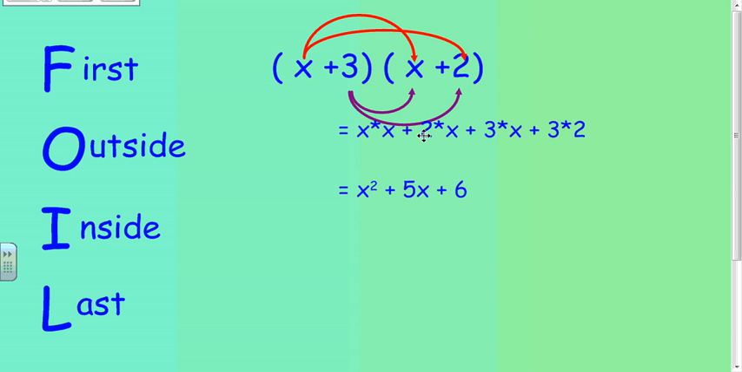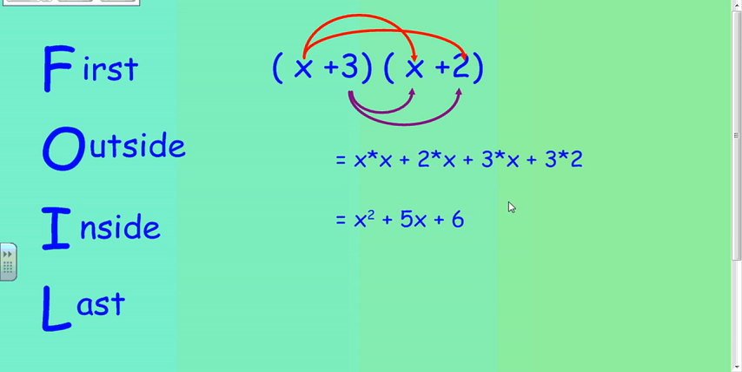We would have x times x as the first terms, and then we'd have x times 2 or 2x for the outside terms. See, notice they're placed outside and outside, the very outer perimeter of the whole problem. Then we have 3 times x, which is the two inside terms of the whole problem, and then we have 3 times 2, which are the last terms of the whole problem.